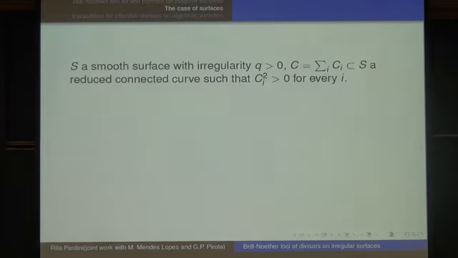Sorry. So now we have all the ingredients to prove our theorem for surfaces and so also to state it. So I take a smooth surface with irregularity q, and now C is a curve on the surface, reduced, connected, and I assume that C_i squared is greater than 0 for every i, and this is exactly the condition I was talking about right now. This gives me that the map from Pic^0 S to Pic^0 C_i is injective.